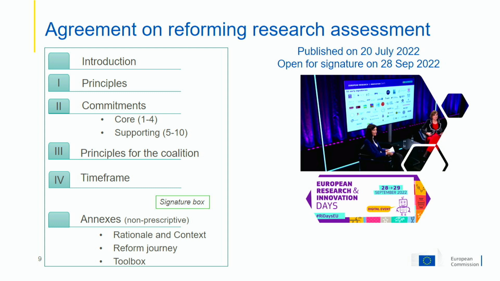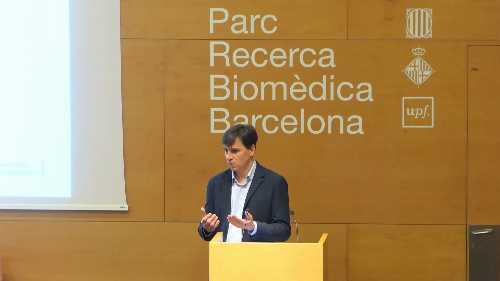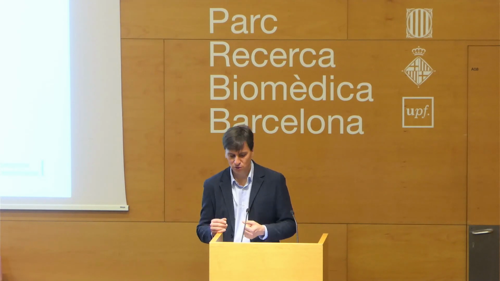Now, probably the substance is the concrete commitments in the agreement. There are 10 of them. Those that are more central are called the core commitments, and then there are 6 supporting commitments. I will explain them next, but like I said, they call for a specific action. And it also includes a time frame, because the idea is that at some point you sign the agreement, you eventually join the coalition, but we would expect that, of course, on the basis of self-assessment and on a purely voluntary basis, you share with the others your plans at the institution level.